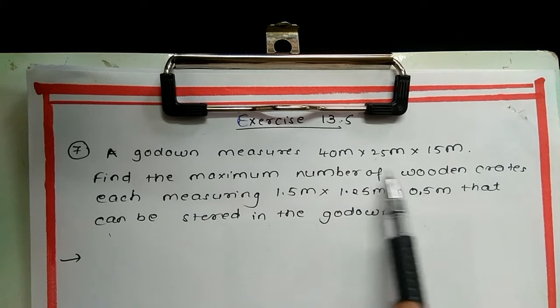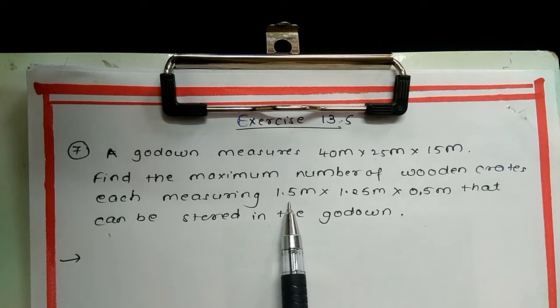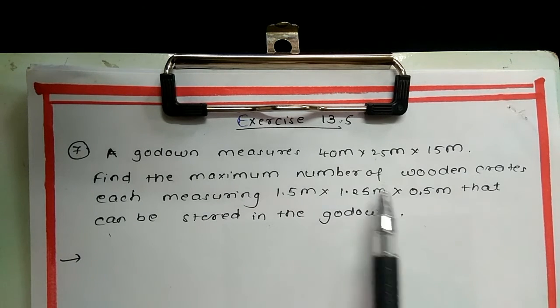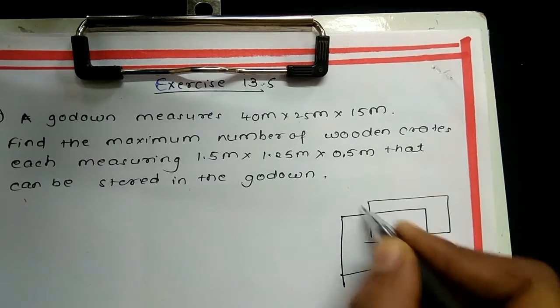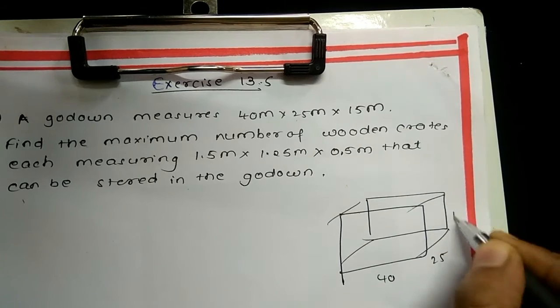Next, find the maximum number of wooden crates, each measuring 1.5, 1.25 and 0.5. Even the wooden crates are in the shape of cuboid that can be stored in the godown. So let us take one godown of cuboidal shape. Its measurements are given as 40, 25 and 15.